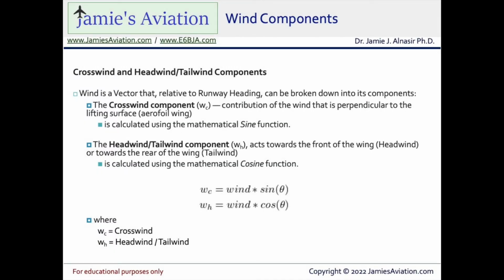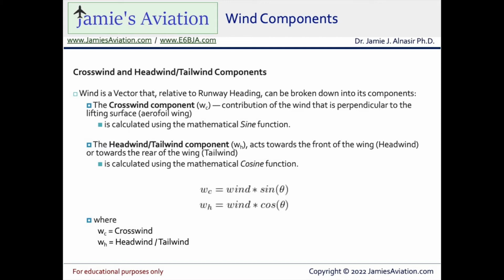Wind components. Crosswind and headwind or tailwind components. Wind is a vector that, relative to the runway heading, can be broken down into its components. The crosswind component is the contribution of the wind that is perpendicular to the lifting surface, the aerofoil wing. It is calculated using the mathematical sine function.